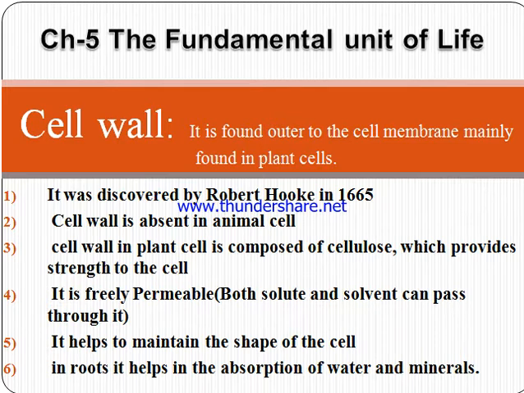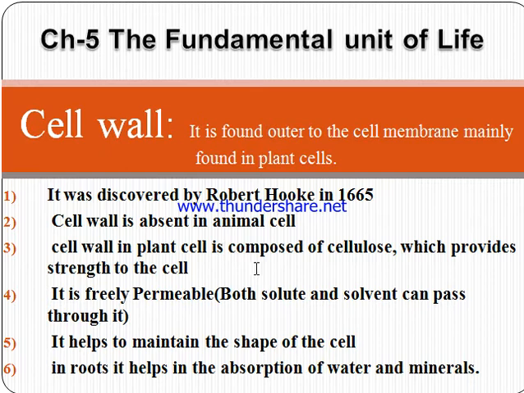Now next we are discussing the cell wall. I discussed the cell membrane in the previous presentation. Here I am discussing the cell wall. Cell wall is found outer to the cell membrane. If there is a layer present outside the cell membrane, then it is known as the cell wall. It is mainly found in plant cells, discovered by Robert Hooke in 1665. The cell wall is always absent in animal cells but present in plant cells.